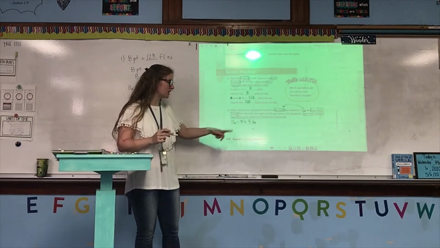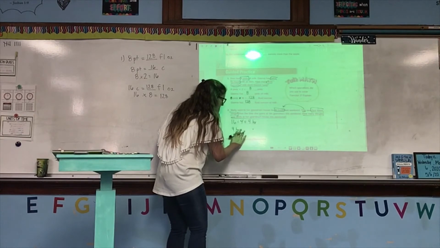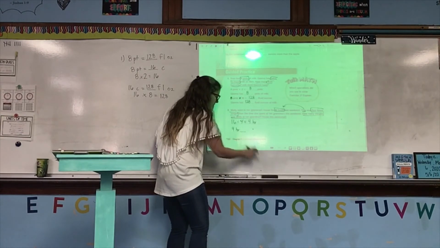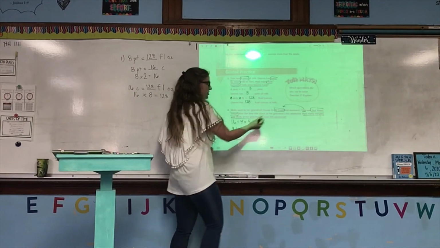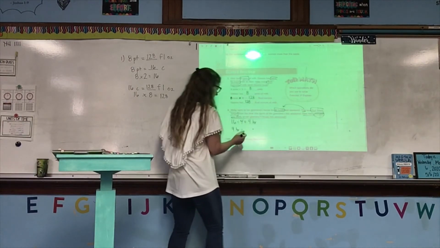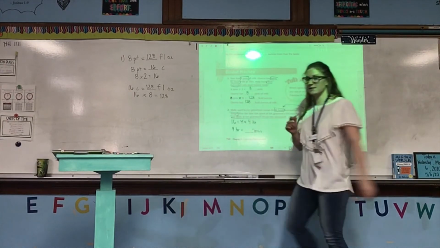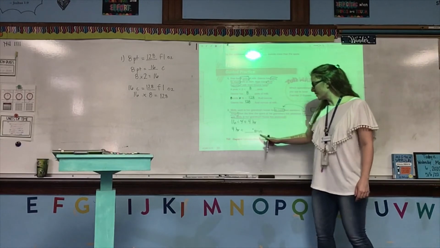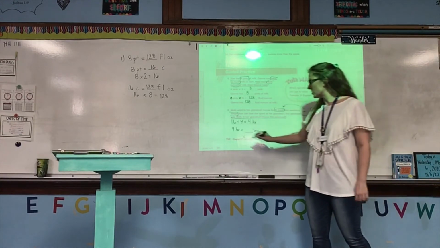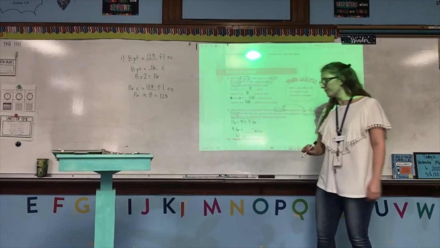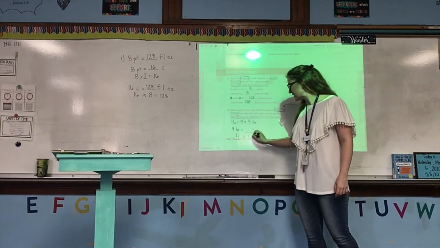Now, we just have to convert that 4 hours into minutes, because the question says how many minutes. So 4 hours equals how many minutes? Well, hours are bigger than minutes, so we know we're going to multiply. We're going to start with what we know, which is 4. We're going to multiply by the number of minutes in an hour, which is 60.